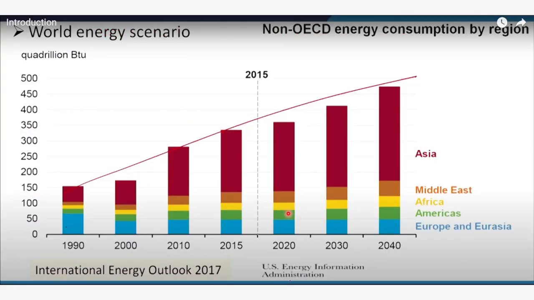And this is just another graph showing the energy scenario of non-OECD countries, basically. If you can see from 1990, and right now we are in the 2020s, between 2020 and 2030 the energy requirement is just going up in a very rapid manner. And Asia, especially India and China, are at the forefront of this energy consumption in Asia. So this should also give an idea of how important finding new technologies to generate energy in a much more efficient as well as cheaper manner is for the country.